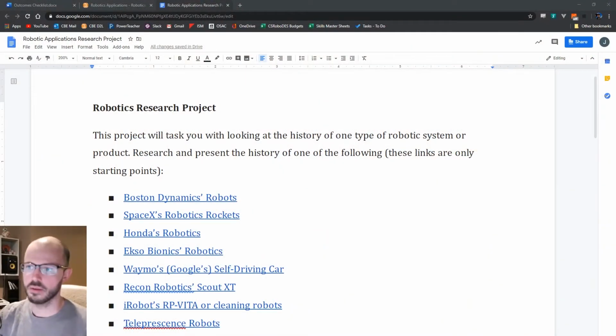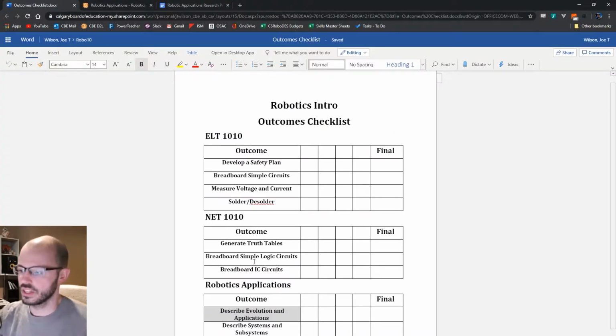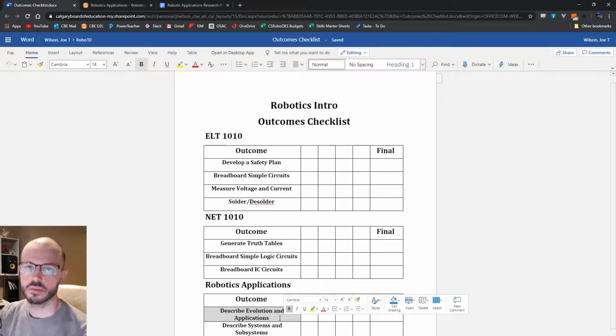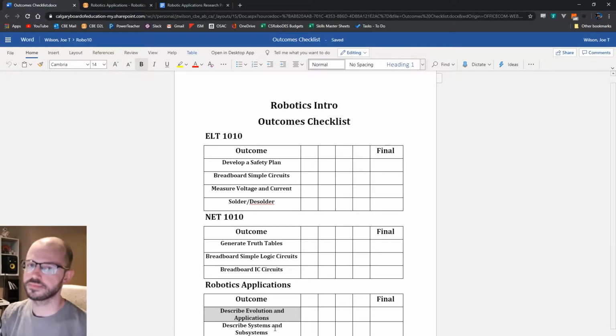Let's quickly take a look at our outcomes for this year, specifically. In robotics applications, as well as Robotics 1, the outcomes are these two: describe evolutions and applications of robotic systems, and describe systems and subsystems, and what those words mean within robotics applications.